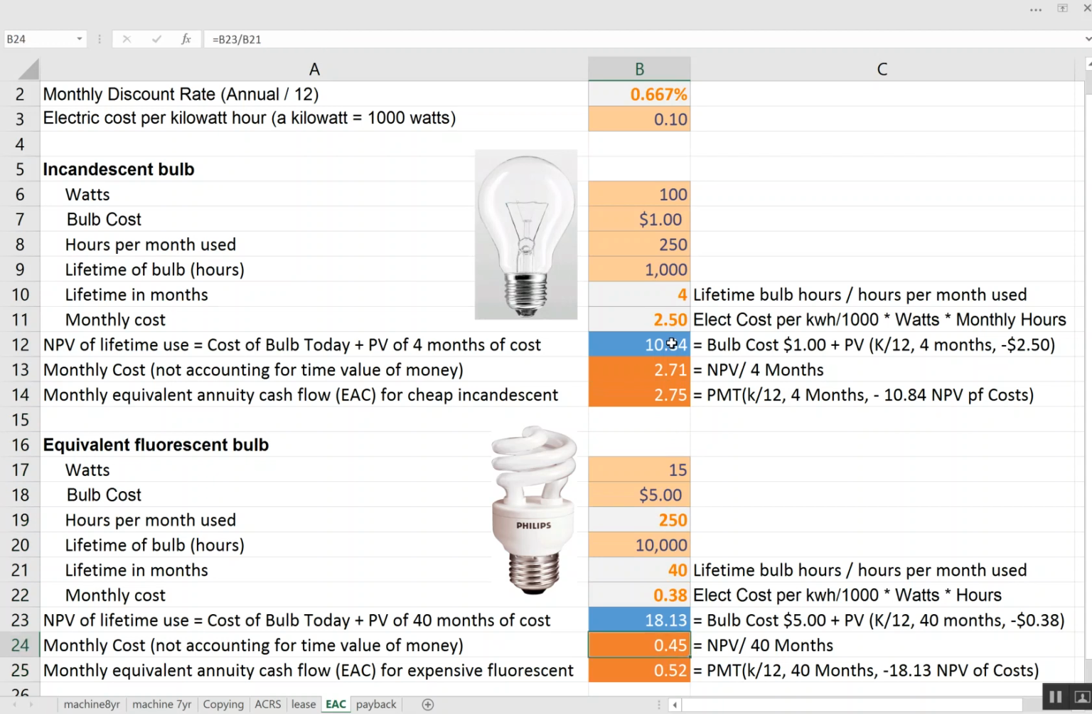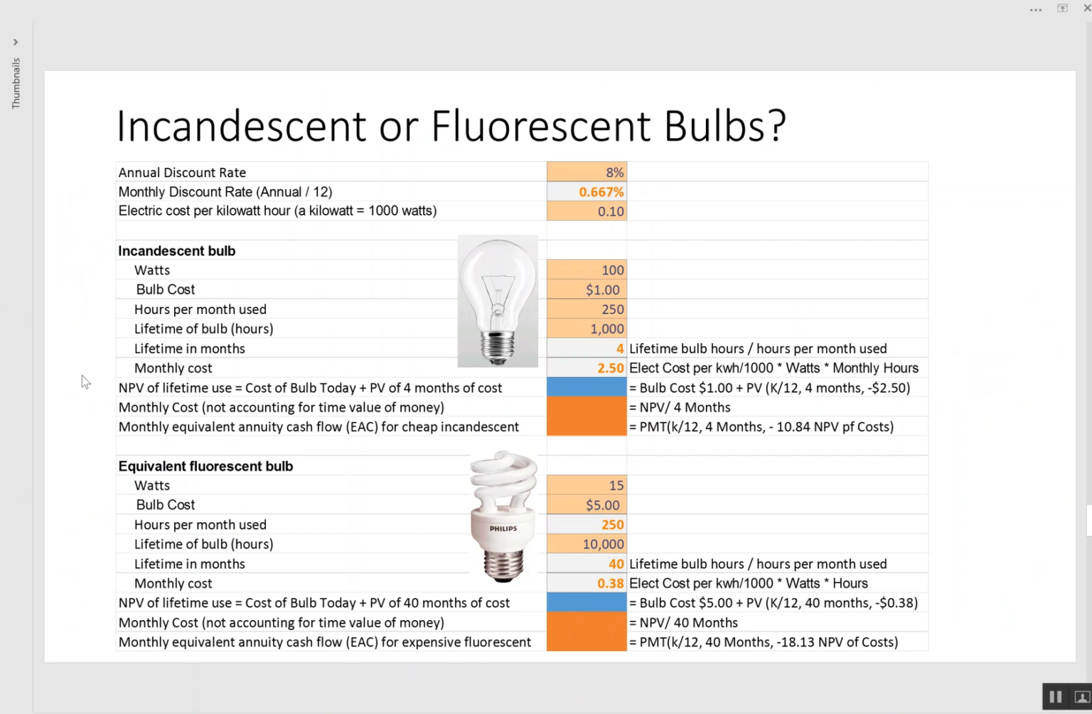So it's clear, using the equivalent annual cost, even though this one's monthly, that I want to get this more expensive light bulb. It lasts longer, it's cheaper per month, and it's captured in the EAC. So often you'll have those types of decisions. Do I buy something expensive that lasts a long time, or buy something cheap that's disposable? And this is the way you handle that decision.